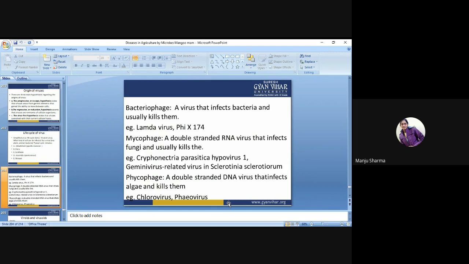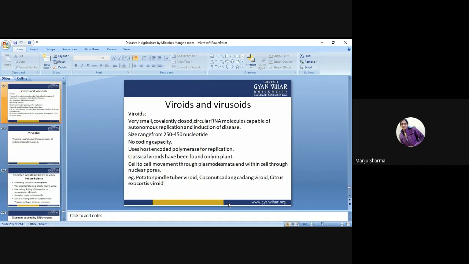Then geminivirus-related virus in Sclerotinia sclerotiorum. Phycophage: a double-stranded DNA virus that infects algae and then kills them. For example, chlorovirus and phycodnavirus.